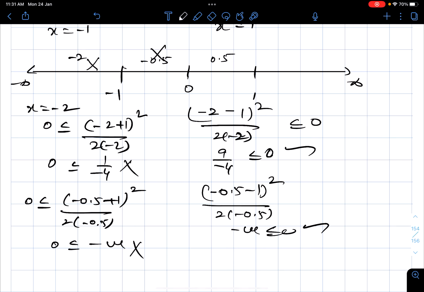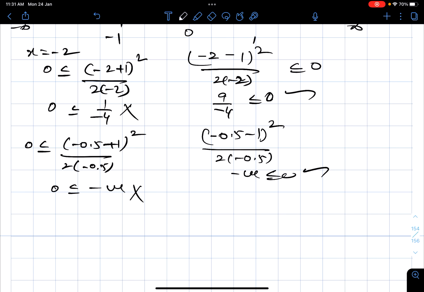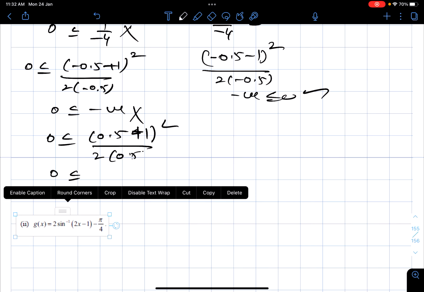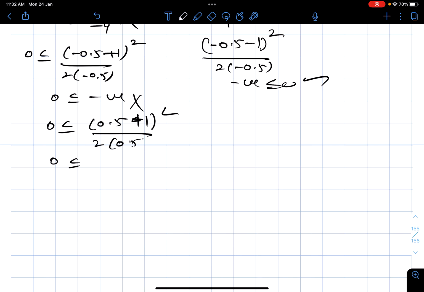Next we will take 0.5 between 0 and 1. If any one goes wrong, it is not going to satisfy. So in the first one you put 0 less than or equal to 0.5 plus 1 the whole square by 2 into 0.5. This is 0 less than or equal to 1.5 the whole square by 2 into 0.5, and 2 into 0.5 is 1, so you will get 1.0, isn't it?